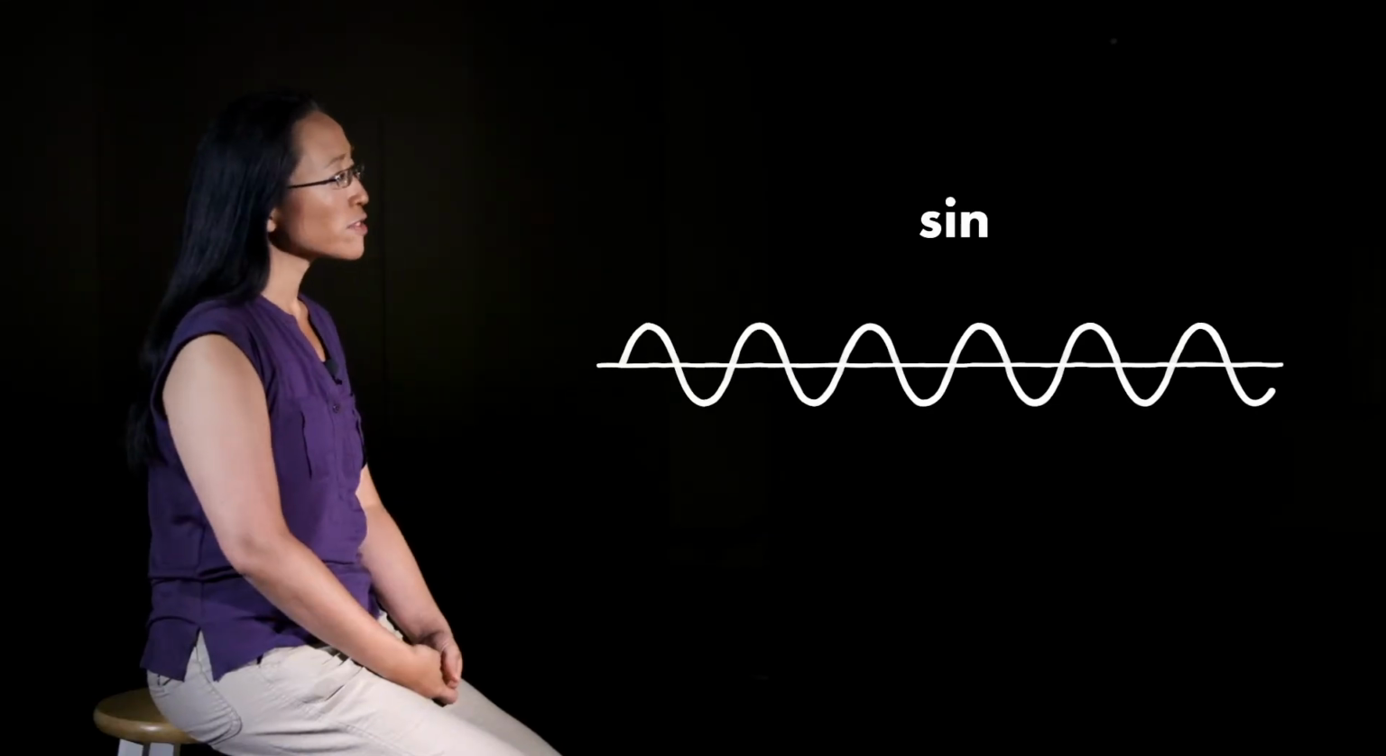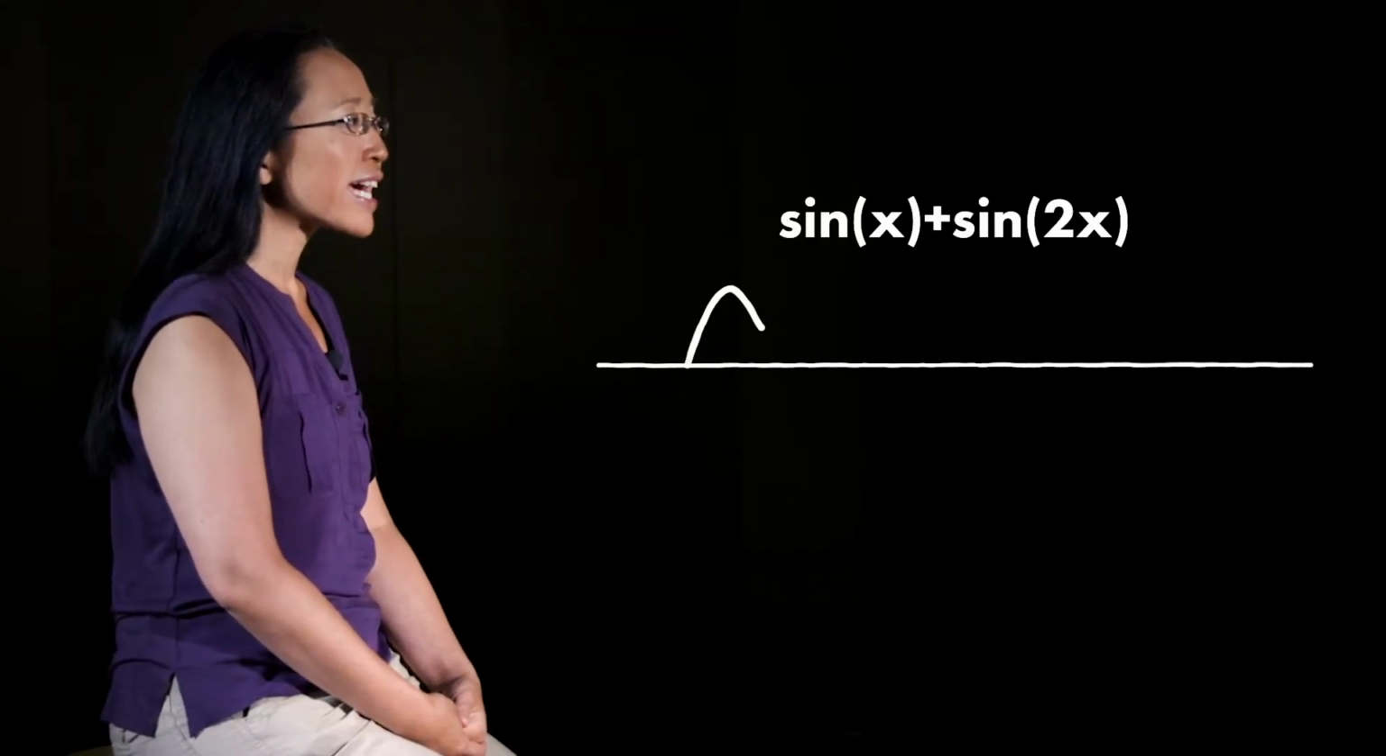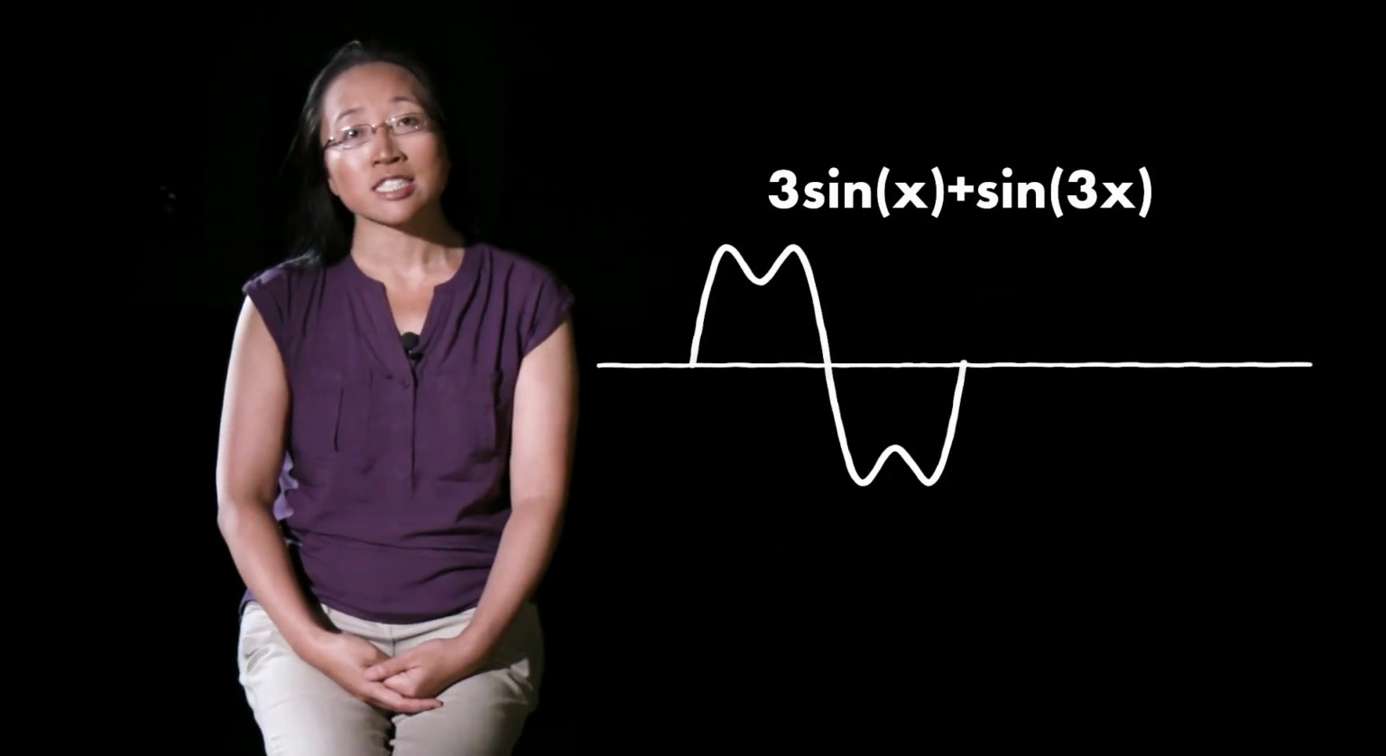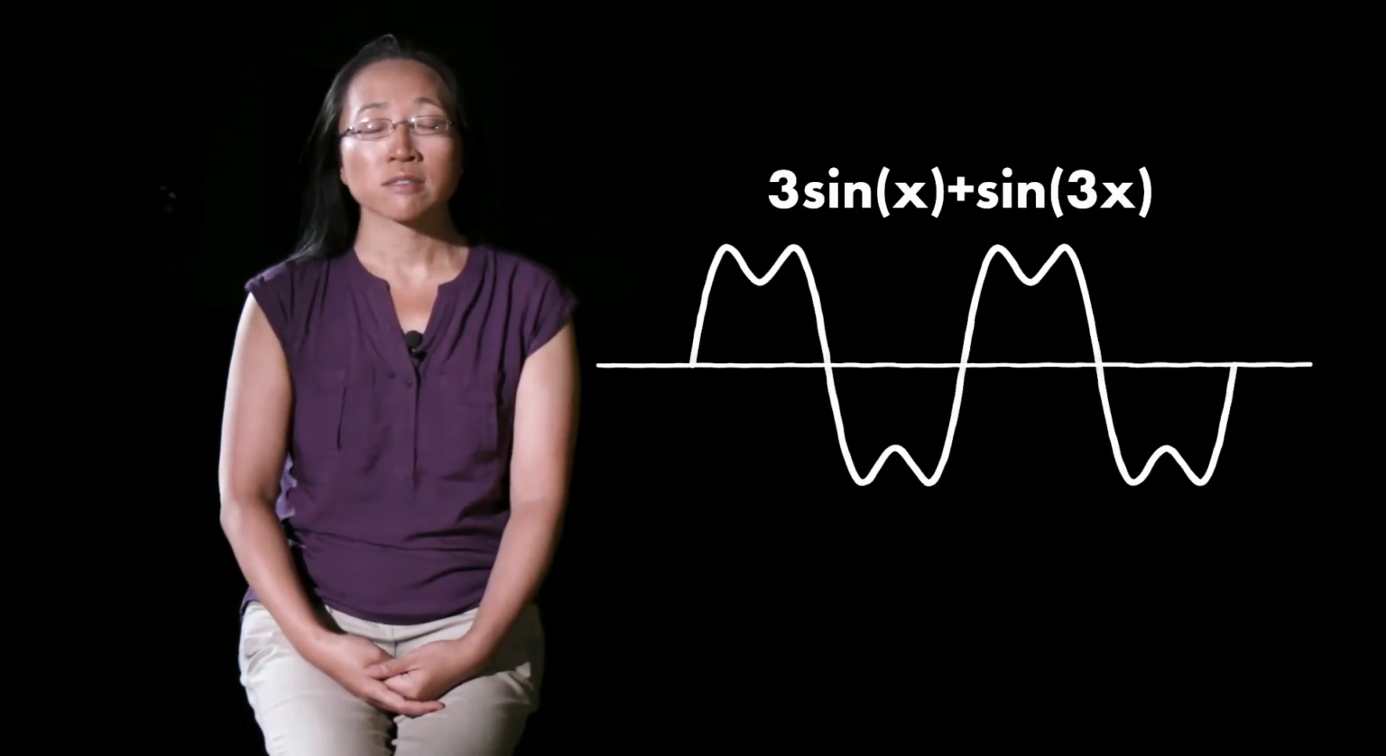There's a branch of math called Fourier Analysis, which studies how we can build up funny shaped waves from adding different sine waves together. A computer can help us see how to add different sine waves together to make different shapes. Here's a picture of a sine wave. Here's a picture of sine x plus sine 2x. Here's a picture of 3 sine x plus sine 3x.